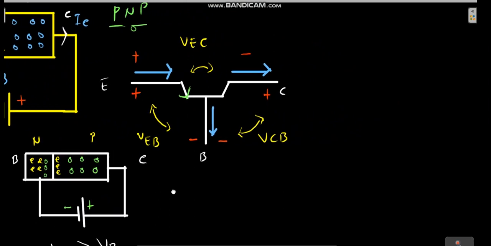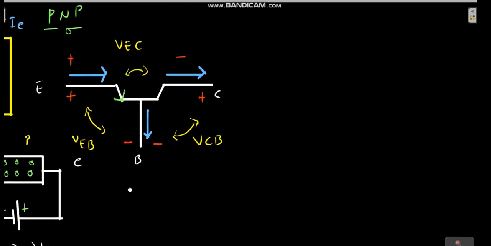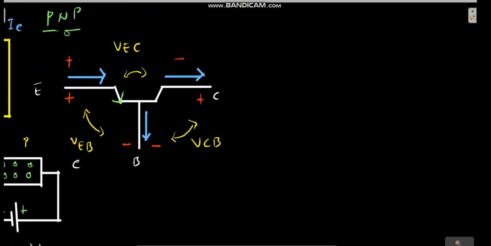So now that you have this, let's write the equations here. We are going to have three equations. So first one is the VEB. For VEB, that's voltage from the emitter to the base. I know it is moving from the positive side to the negative side. So that will be equal to voltage at the emitter side minus voltage at the base side. And then we have the VCB. The VCB is from the positive side to the negative side. So that is VC minus VB.